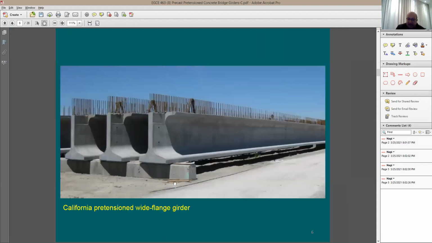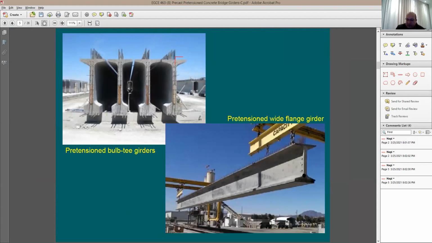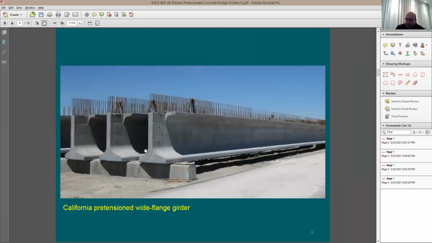This is the wide flange, which is the same as this one here. This is really the big one. This goes all the way to 200 foot span. So these are really big ones.